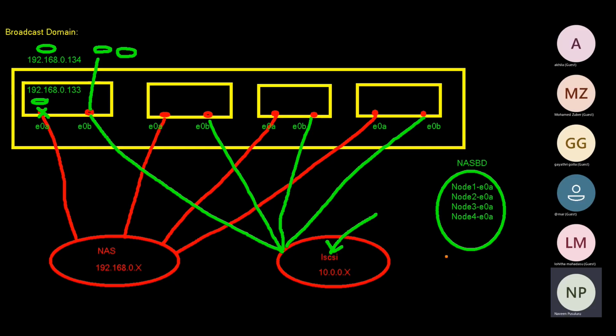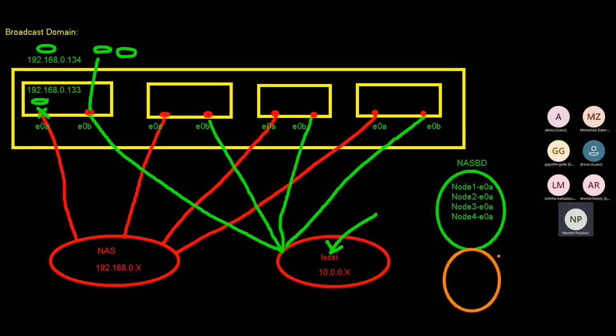And I have created another broadcast domain, which is the iSCSI BD, the iSCSI broadcast domain. I'll add all the iSCSI interfaces here: node 1 E0B, node 2 E0B, node 3 E0B, node 4 E0B, like that.